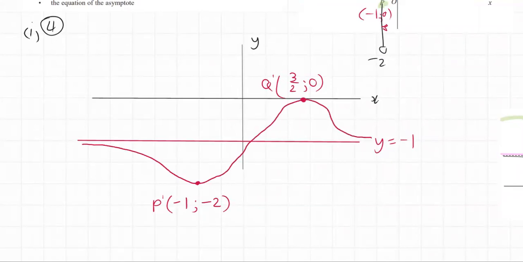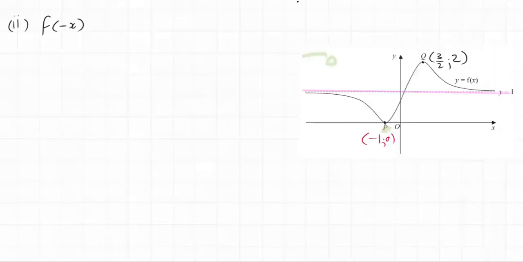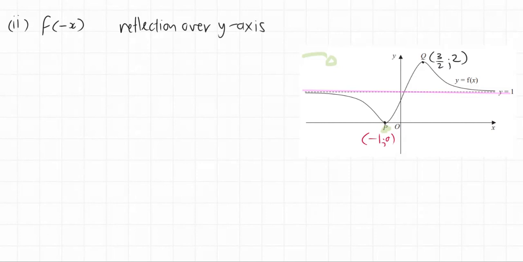Let's do the second graph. So part ii, f(-x). This has been reflected over the y-axis. What that means is basically that all your x's change and your y's stay the same. This time where all your x's were positive, they're now going to be negative.